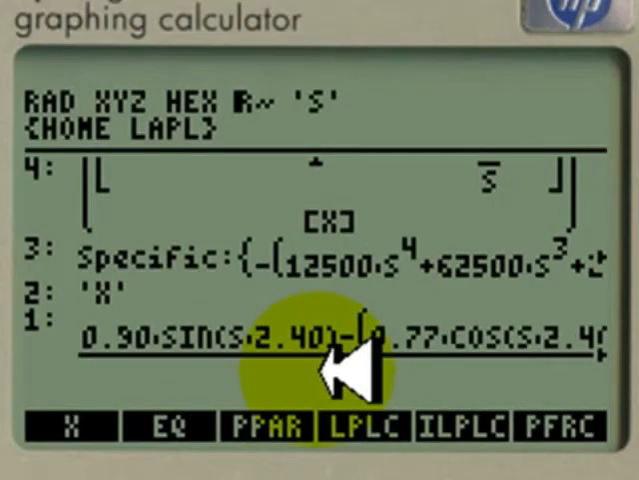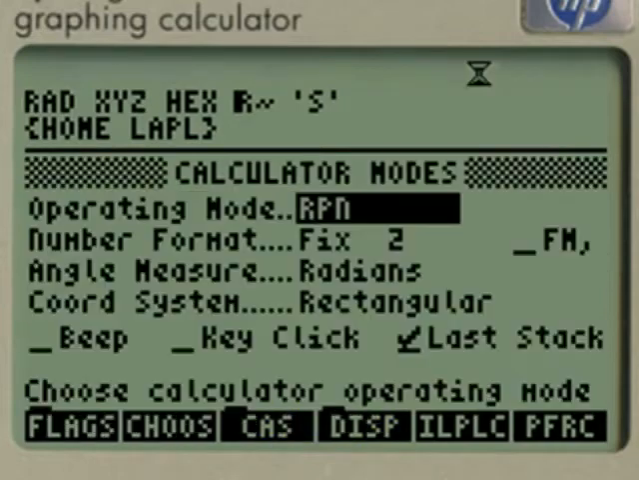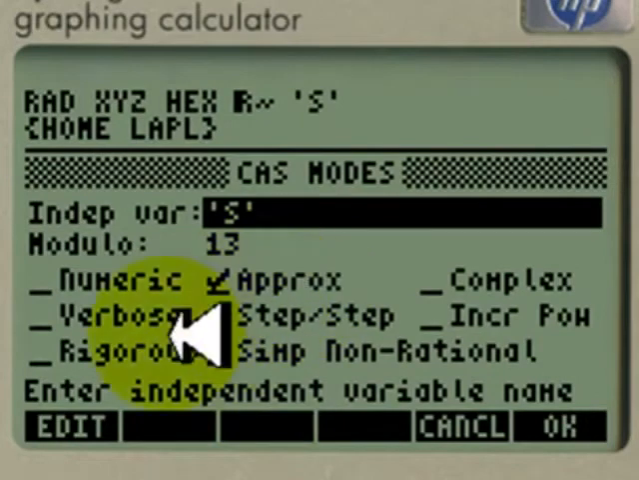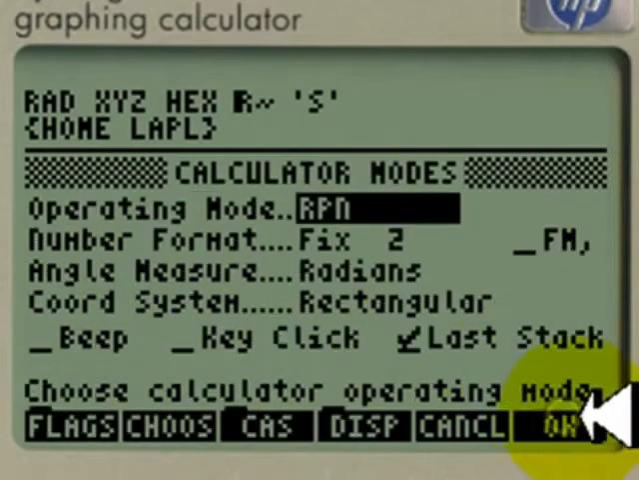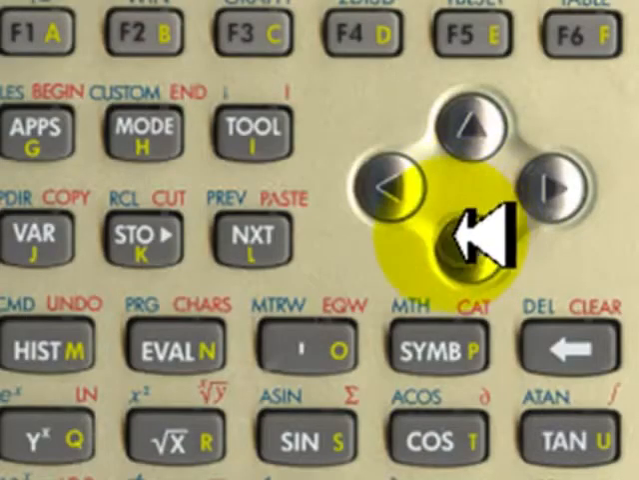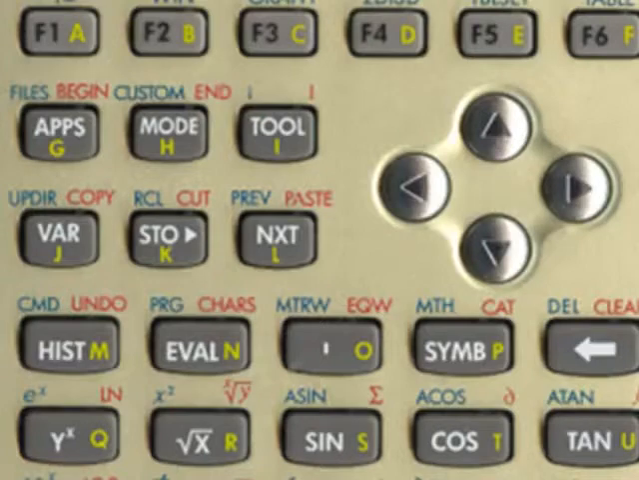With what flag did I do that? Let's see, only the approximate one. All the others remain cleared. Okay? Well, that expression is the one that I'm going to plot. And down arrow, red, copy, enter.